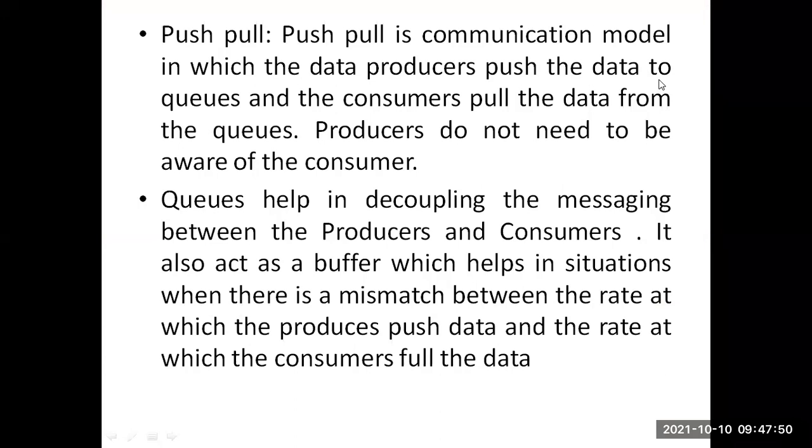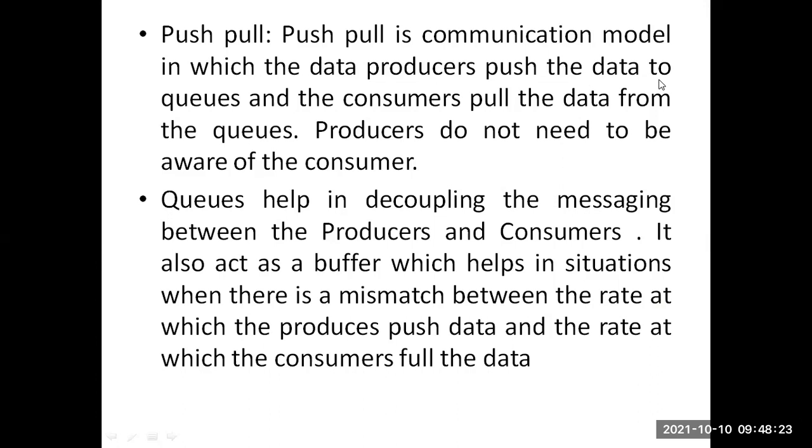The producer does not need to be aware of the consumer. The producer, which pushes the data, is not aware of the consumer. Only the queue knows who the consumers are. Queue helps in decoupling the message between the producer and the consumer. It also acts as a buffer, a storing element, which helps in the situation where there is a mismatch between the rate at which the producer pushes the data and the rate at which the consumer pulls the data.